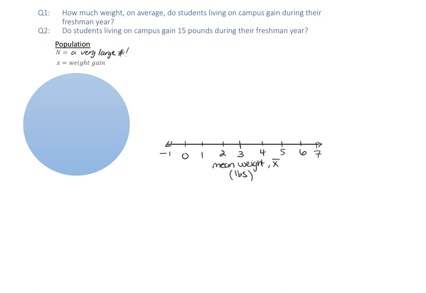Let's consider this first question here. We want to know how much weight on average do students living on campus gain during their freshman year? So this value that we're trying to find is a value that we call mu, which would be the mean weight gain of all freshman students. And this value is typically unknown. The reason being that it's very difficult for us to survey the entire population.